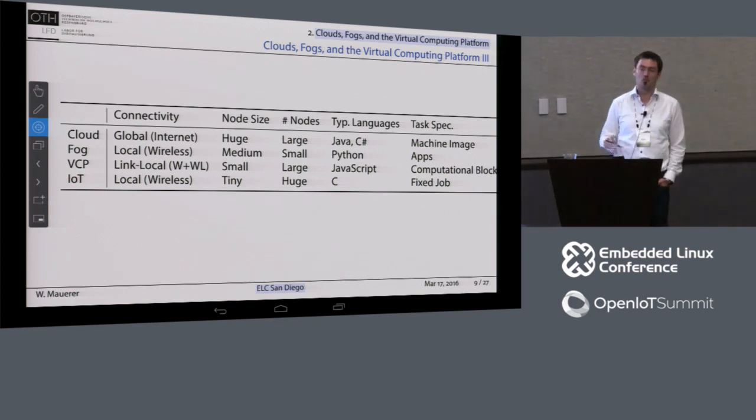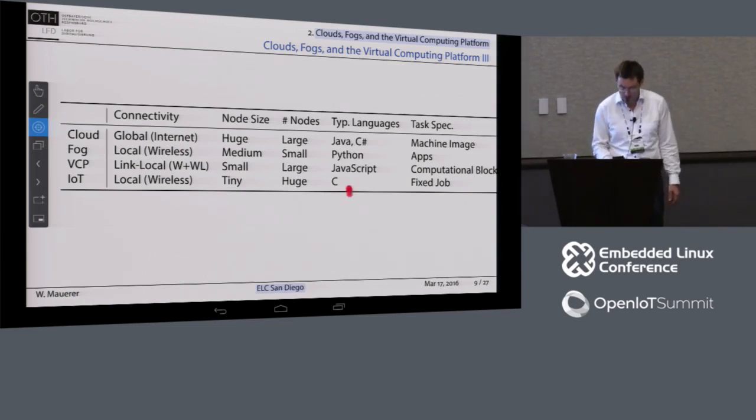So the class with less than 1 watt is what many people would consider core IoT systems, that have only local wireless connectivity, that are typically programmed in C and that do fixed jobs. So what we are looking at is one level above these very small devices. These devices are still small, but they're not doing any fixed jobs, so they are processing variable computational blocks. They're not processing complete apps, or complete machine images like you do in the cloud, but they're doing more than just simple fixed jobs.